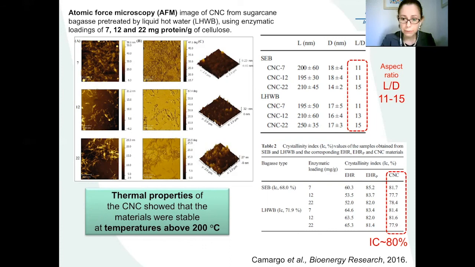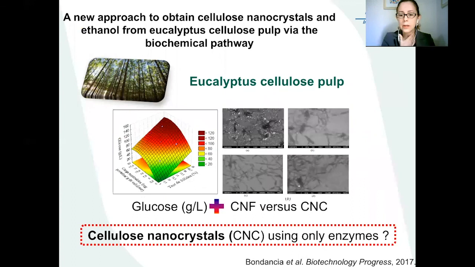And in this other project, the idea was to investigate the possibility of obtaining CNC using only the enzymatic route. So the question that we wanted to answer was, is it possible to obtain cellulose nanocrystal using only enzymes?